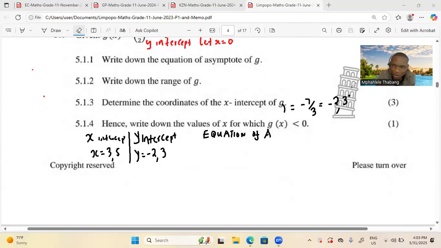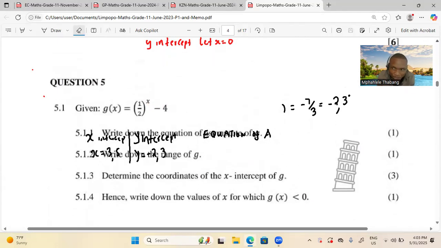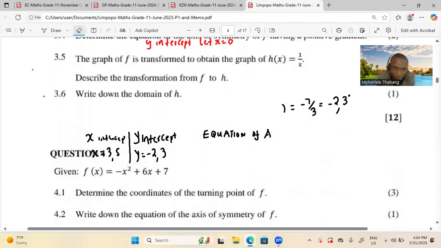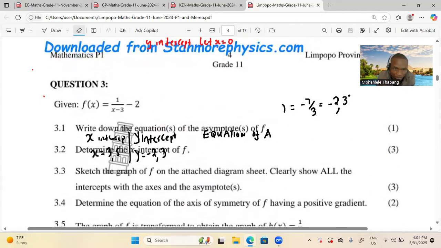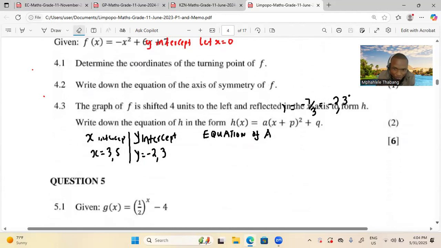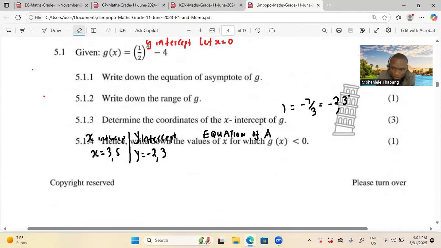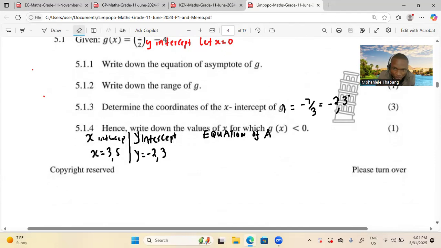So what are the equations of the asymptotes? Let us look at the equation. I'm going back to that f of x. The equations of the asymptotes were x equals 3 and y equals negative 2. x equals 3, and y equals negative 2. These are the asymptotes. Now let's sketch the graph.